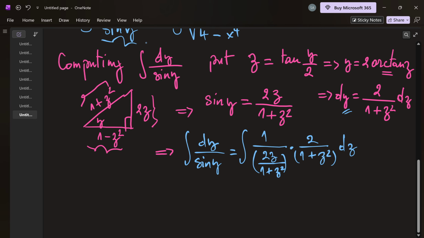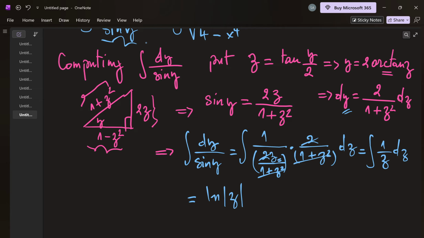Now you simplify. This 1 plus z squared goes with this 1, and this 2 goes with this 2. What remains is only z here. So it is the integral of 1 over z times dz. And this is simply equal to ln z.